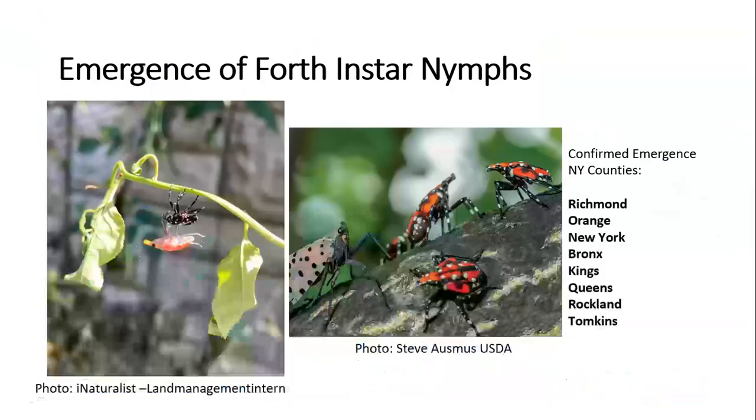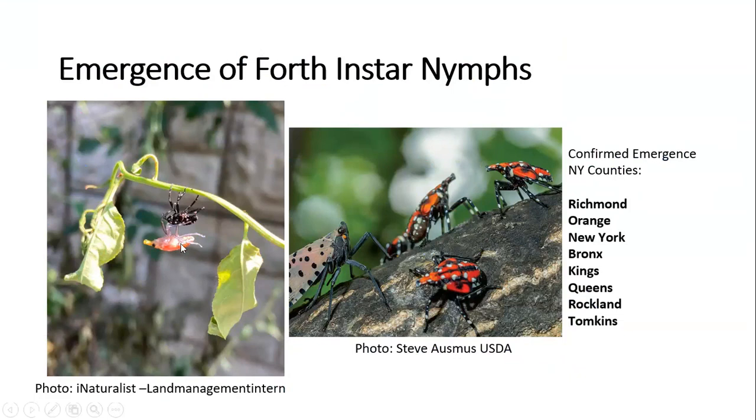When they first start emerging, when they molt from the third instar to the fourth instar, there was an iNaturalist post in the last couple of days from a user named Land Management Intern that captured this amazing photo of a fourth instar nymph as it was shedding its exoskeleton. It hadn't hardened off yet, so it's this odd pinkish clear color. Very alien-like looking, but that color will quickly change to this red, black, and white dot. Again, the chitinous exoskeleton hasn't hardened off yet, but it will soon.